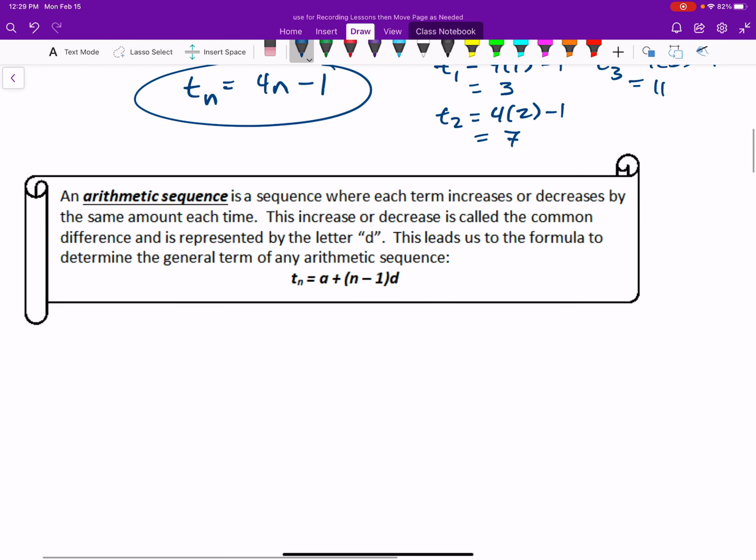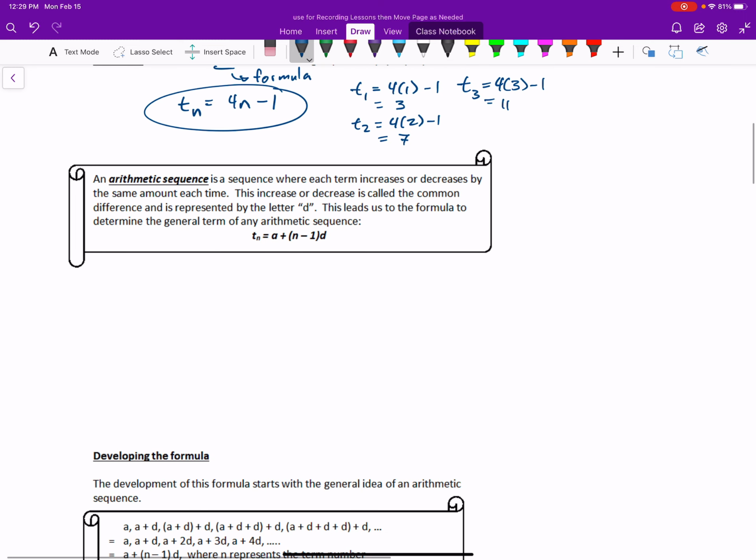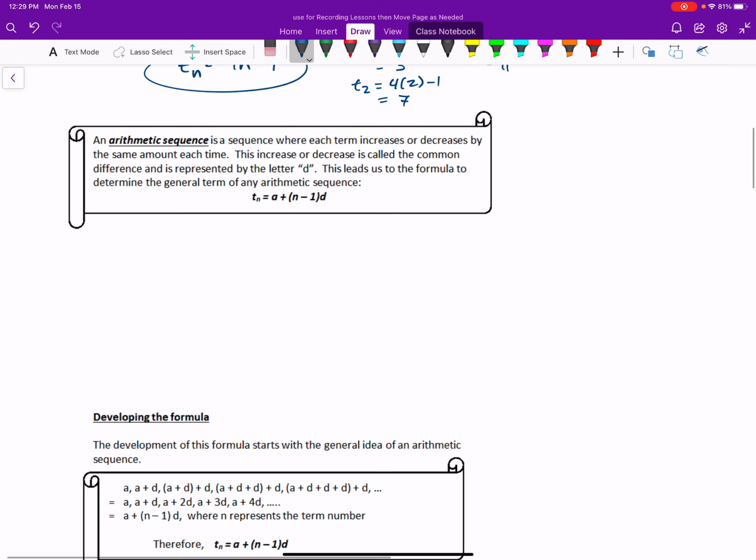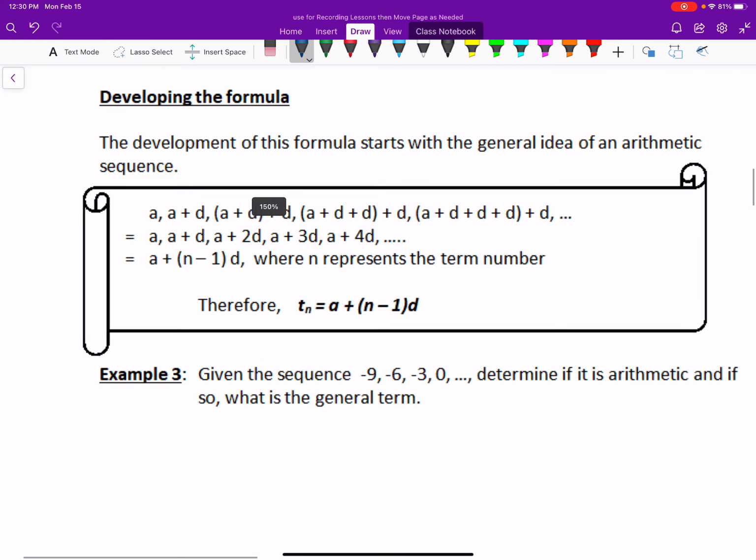An arithmetic sequence is a sequence where each term increases or decreases by the same amount each time. This increase or decrease is called the common difference, and we know about differences from doing linear and quadratic differences, so that's not something new to us. And it's represented by the letter d. This leads us to the formula to determine the general term of any arithmetic sequence: t sub n equals a plus n minus 1 times d. Well, let's see where this formula comes from.